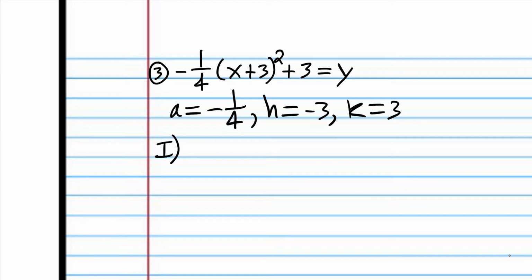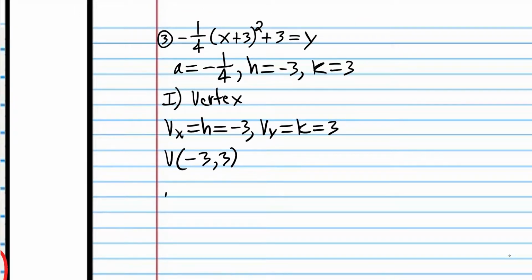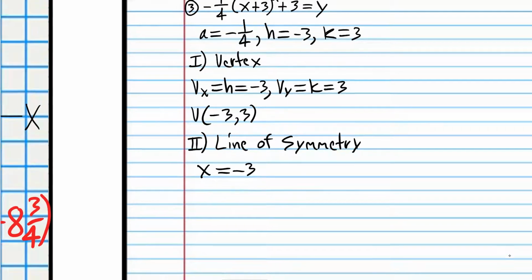And step 1 is to find the most important point of a parabola, which is the vertex. And the x value of the vertex is just going to be h, which we just found is -3. And the y value of the vertex is going to be k, which we just found is 3. So the vertex is -3, 3. Now we're going to find the line of symmetry, which is x equals whatever the x value of the vertex is. So there you go. That was easy. That's one of the easiest things to do here.